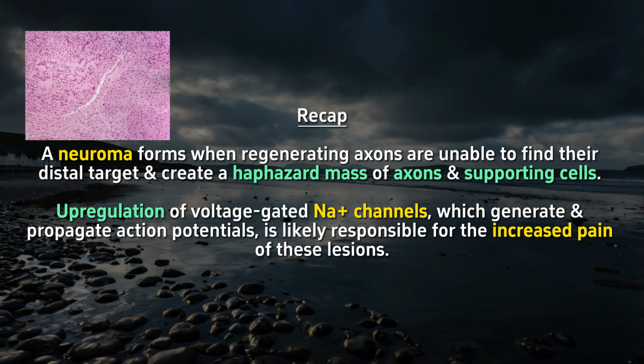A neuroma forms when regenerating axons are unable to find their distal target and create a haphazard mass of axons and supporting cells. Upregulation of voltage-gated sodium channels, which generate and propagate action potentials, is likely responsible for the increased pain of these lesions.